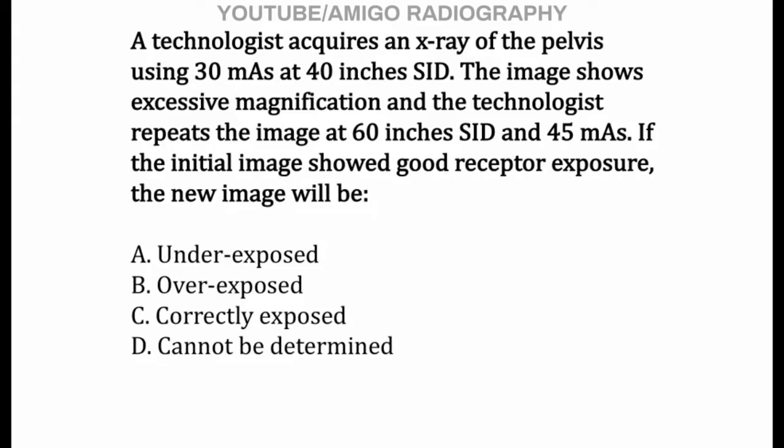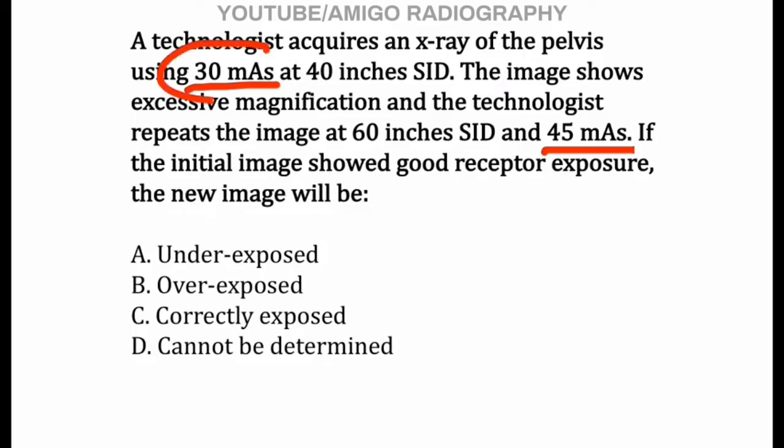So we actually can determine the situation here. The initial mAs was 30. The new mAs that they selected was 45. And so basically this question is asking, is that new mAs the right number? Or is the image going to be overexposed, underexposed, or correctly exposed? And so this is really just a matter of using our direct squares calculation and deciding if the number that we calculate corresponds with the number that they used.